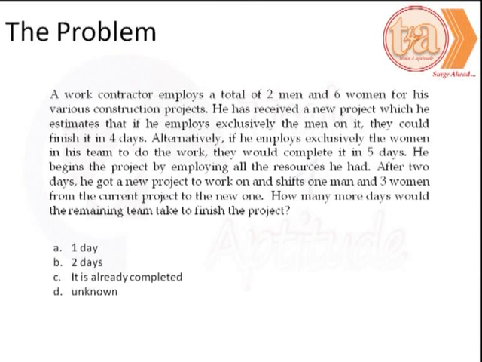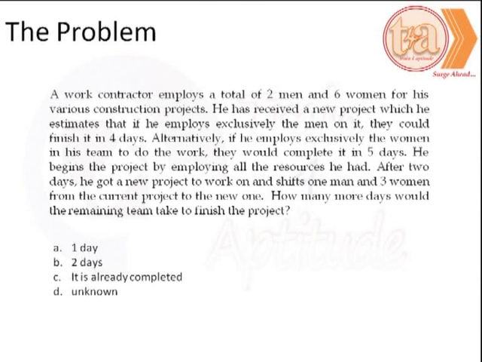The work contractor employs a total of 2 men and 6 women for his various construction projects. He has received a new project which he estimates that if he employs only the men working on it, they could finish it in 4 days. Alternatively, if he employs only women to do the work, they would complete it in 5 days. He begins the project by employing all the resources he had.